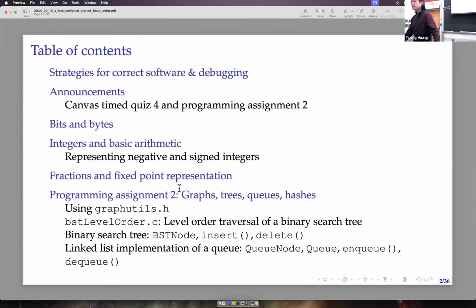Some upcoming due dates. Quiz 3 was due as of last night, and quiz 4 is also now out. Same thing, four-day work time.